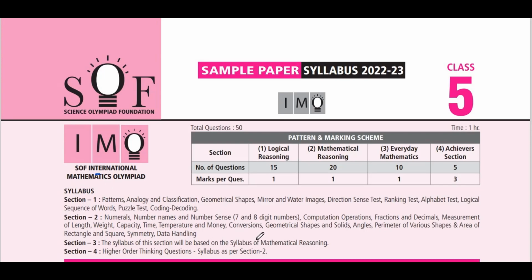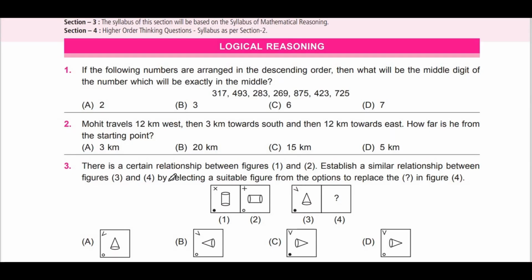Now let's start with the sample paper. In the sample paper also we will be following the same sections. So the first section is logical and reasoning skills. So let's see the first question for today. If the following numbers are arranged in the descending order, then what will be the middle digit of the number which is exactly in the middle?